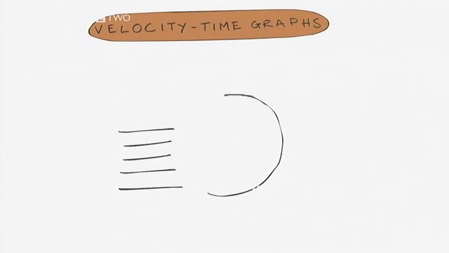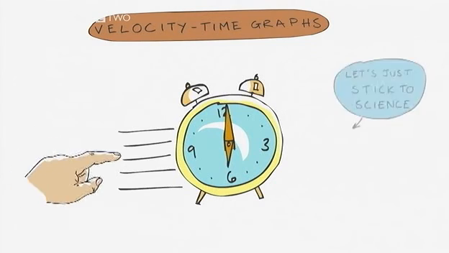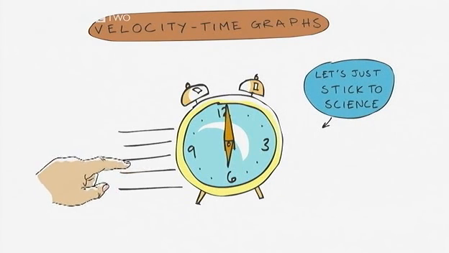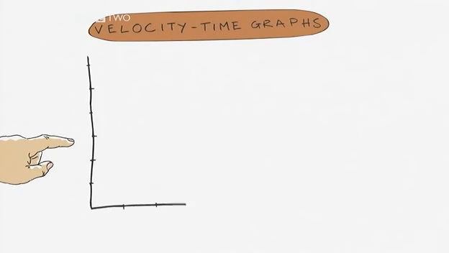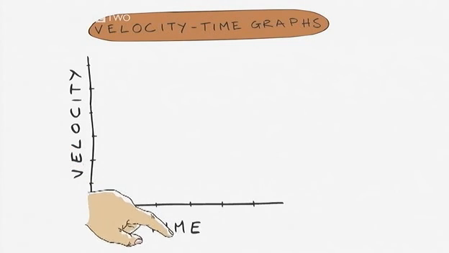Now, on to the second type of graph you need to understand: velocity time graphs. Yes, those don't look like speed lines, do they? Let's just stick to the science. On a velocity time graph, the vertical axis is velocity and the horizontal axis is time.